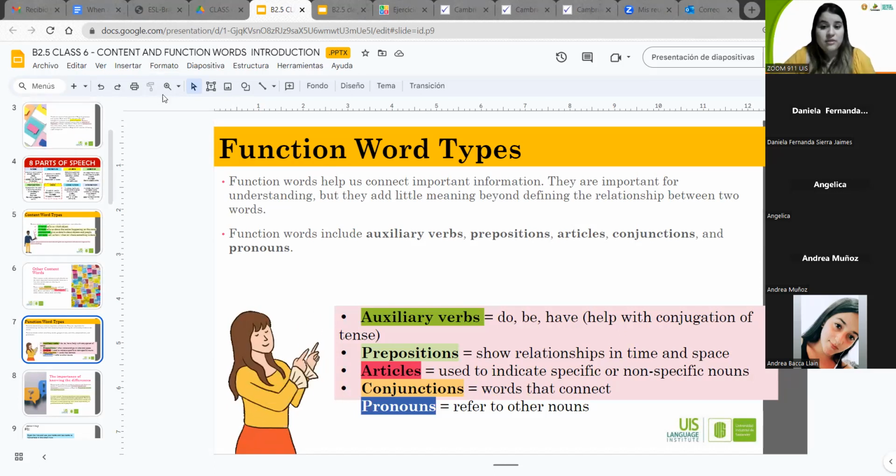These auxiliary verbs help with the conjugation of tenses, right? So do not as a main verb, but as an auxiliary verb; be as an auxiliary verb; have as an auxiliary verb. Prepositions show relationships in time and space. Articles are used to indicate specific or non-specific nouns, like a and the. Conjunctions are words that connect, and pronouns refer to other nouns, like he, she, we, they, and so on.